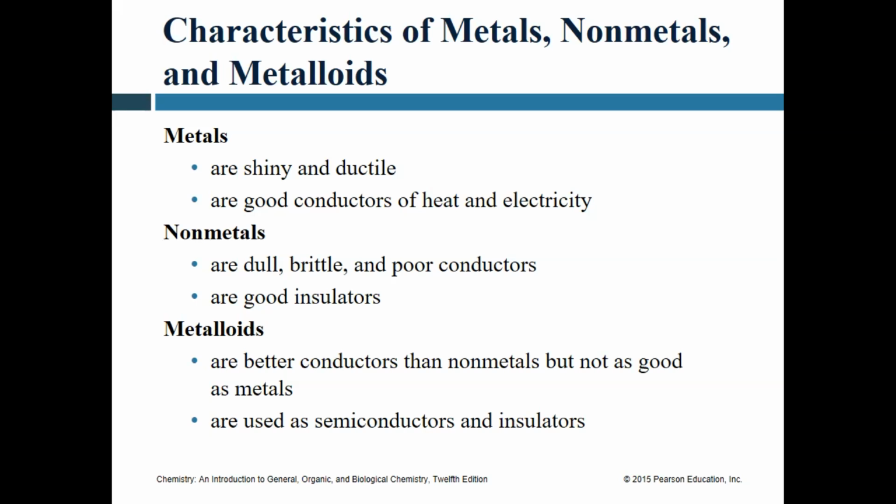So metals tend to be very shiny. They tend to be ductile, meaning we can pull them into wires. That's what makes them good conductors of electricity. They also are good conductors of heat as well.